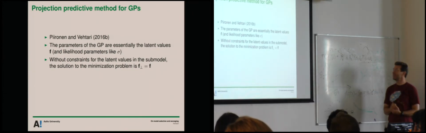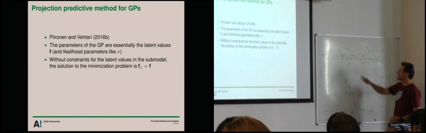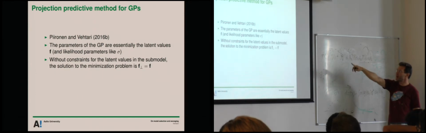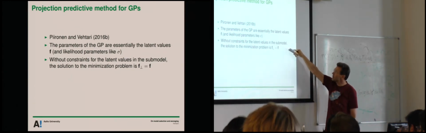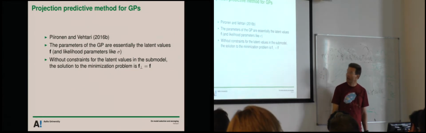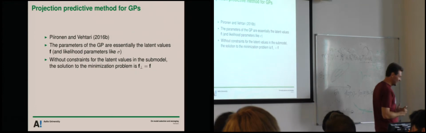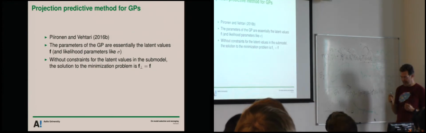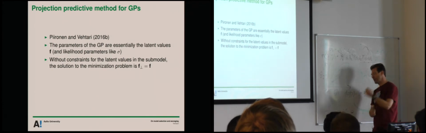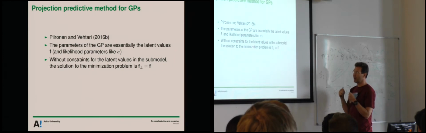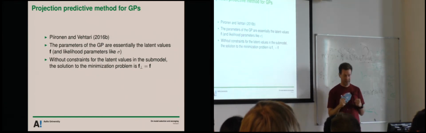Then with the GPs, this is a little bit more difficult, because the parameters of the likelihood are essentially the latent values and then the likelihood parameter like sigma. Without constraints for the latent values in the submodel, the solution to the minimization problem would be just to use the original latent values. So we are not actually learning anything. So our focus in GPs would be on the covariates and how the covariates come into the picture. We are using them to construct our covariance matrix. So instead of looking at the Fs directly, we have to look at the constrained covariance matrices.